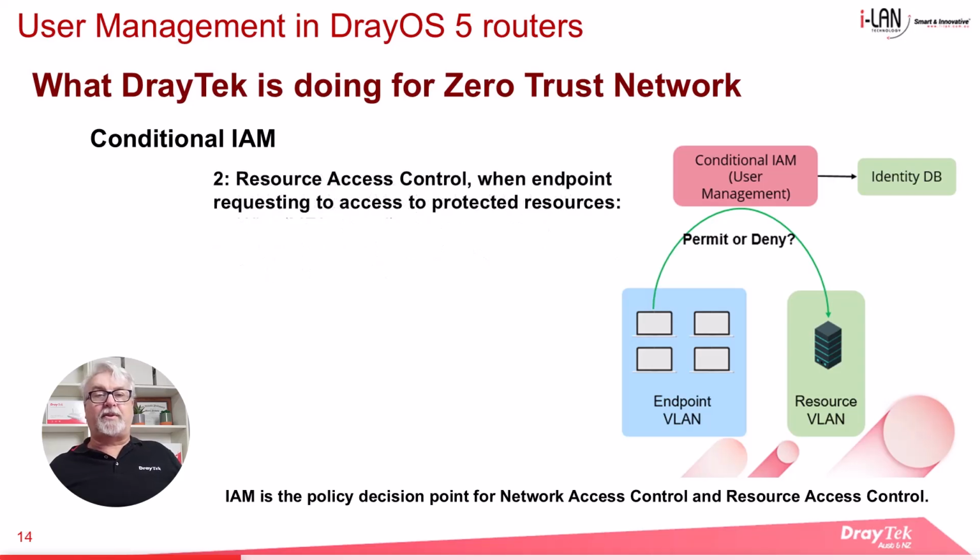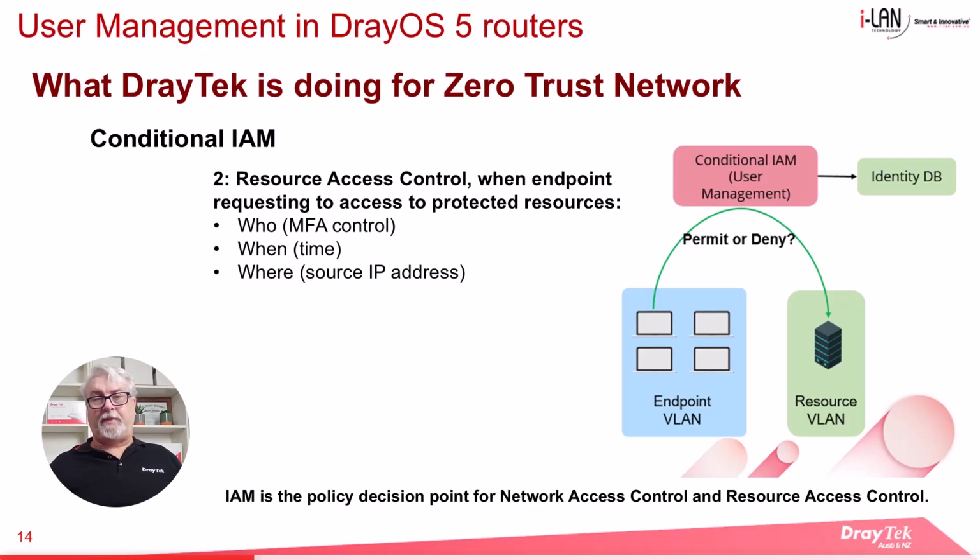For resource access control, when users request access to protected resources, the following parameters are taken into account. Who, using multi-factor authentication, for example. When, using scheduling to give access for a certain period of time, for example, day or night or office hours. Where, using source IP addresses, for example.